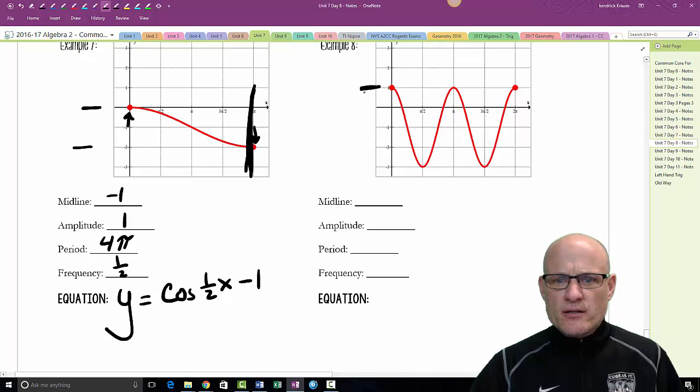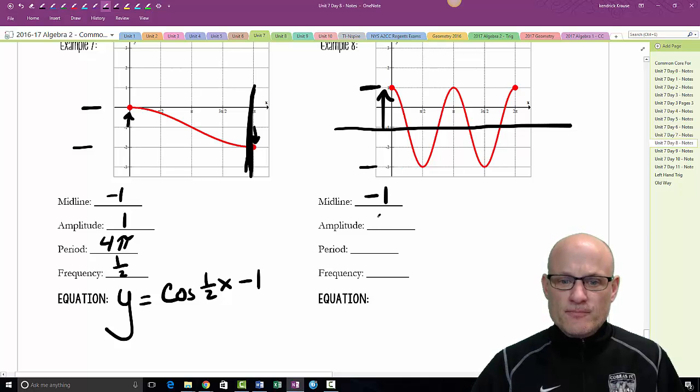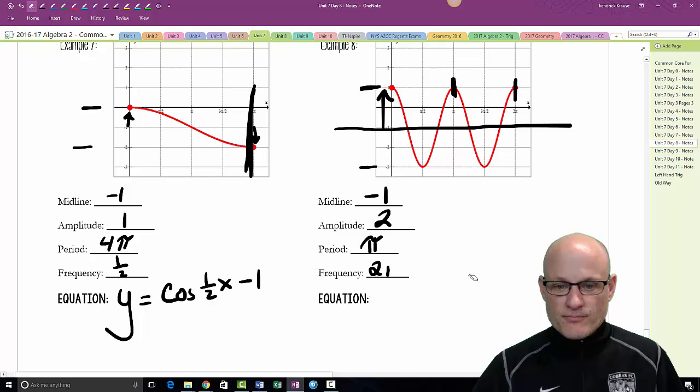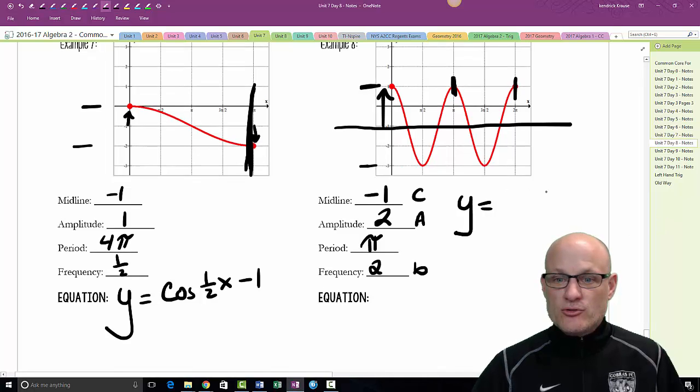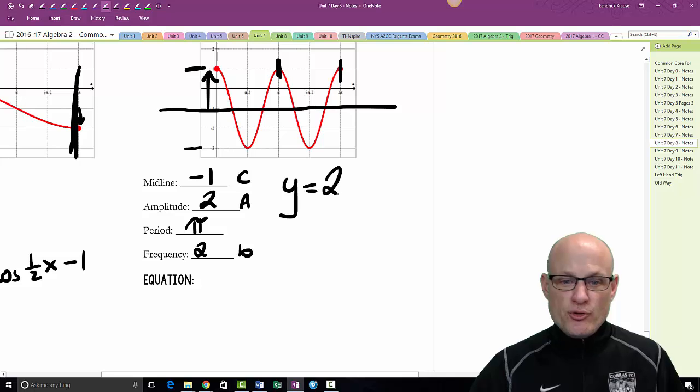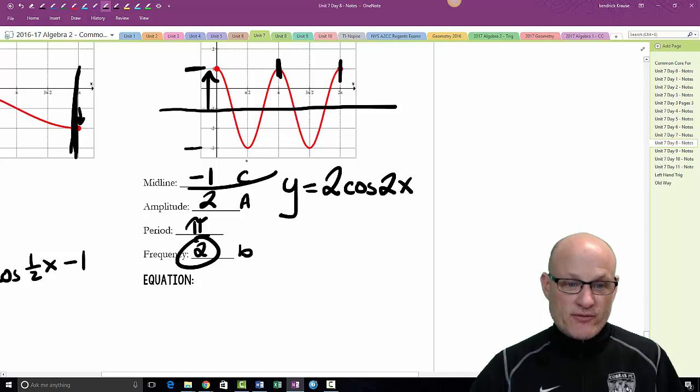All right, and finally, the last one. The max is at 1. The min is at -3, so right here would be the middle, right? -1 is the middle. Amplitude is 2. How long did it take to finish 1 full curve? Pi. That's the period. How many did it finish in 2 pi? That's 2. So remember, this is our B value, this is our A value, and this is our C value. So y equals cosine. Oh, excuse me, we have an amplitude. y equals 2 cosine. We have a B value, 2x, and we have a C value, -1.